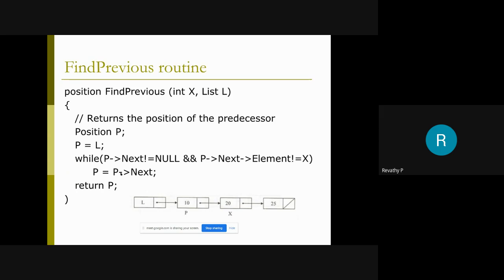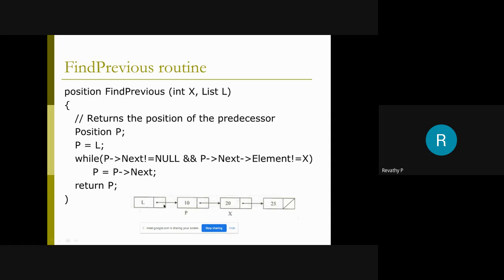Next comes find previous. Find previous is a routine which will return the previous node of the element which you want to find. Assume I want to find the previous of the data 20, then I have to return the node which stores the previous value of 20, the predecessor of 20. So the find previous routine is nothing but finding the predecessor of a node. Assume in a list you have 10, 20, 30, then the predecessor of 20 is going to be 10. So I want to return the node of 10 using the routine.